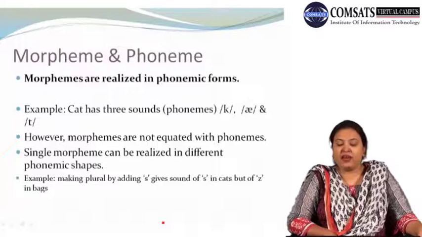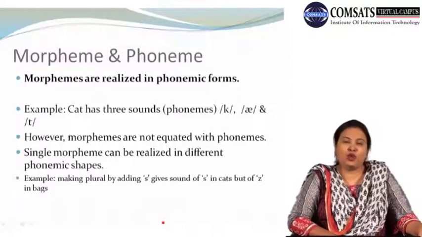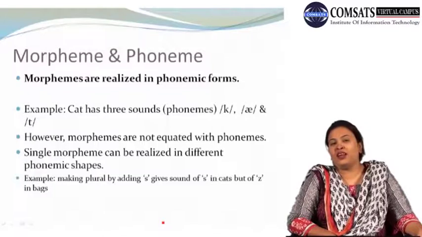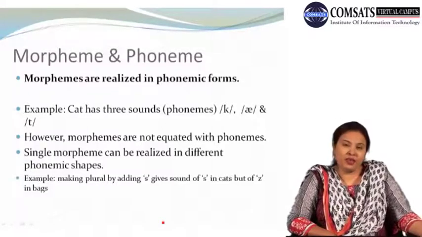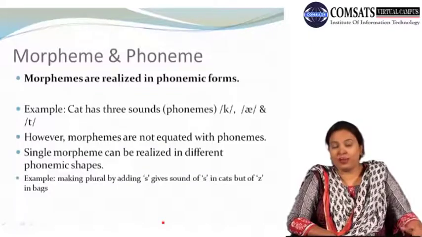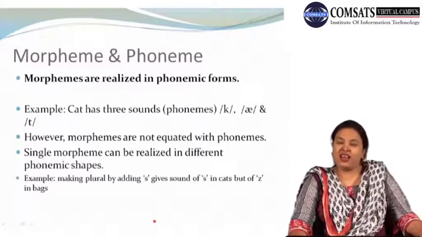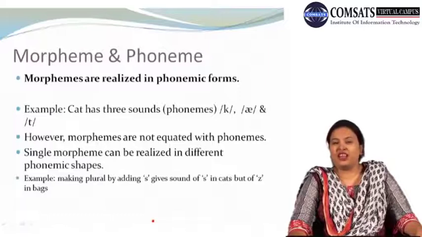Single morphemes can be realized in different phonemic shapes. For example, making plural by adding s. For the word boat, if I add s, boats, the sound is something different. But if I say train and add an s to make plural, then the sound would be trains. So it's not necessary that if we have the same morpheme, then it would be the same phonemic form. Sometimes morphemic and phonemic units are mismatching, but still they have some sort of relationship. And between morpheme and phoneme, the relationship is that morphemes are identified with the help of phonemes.